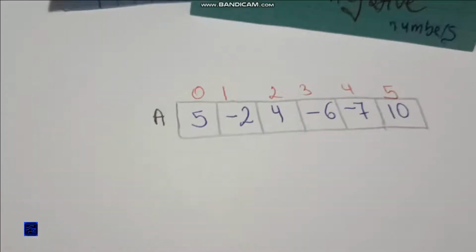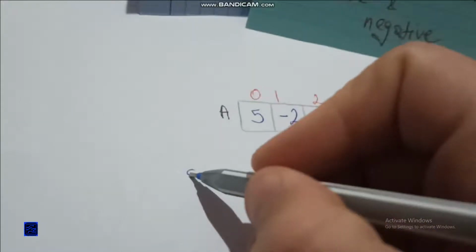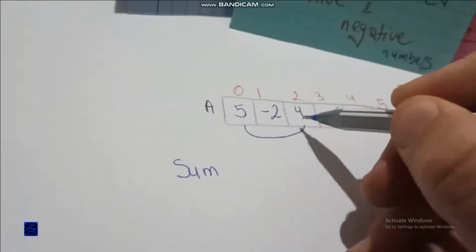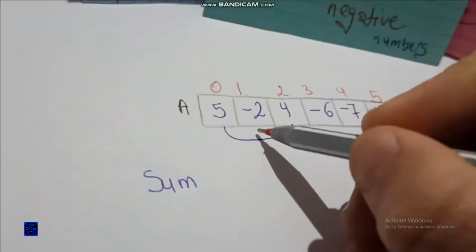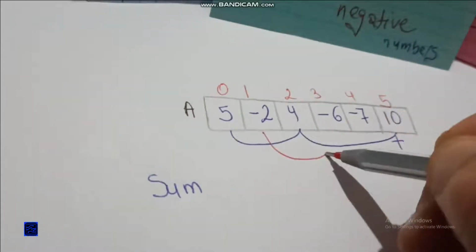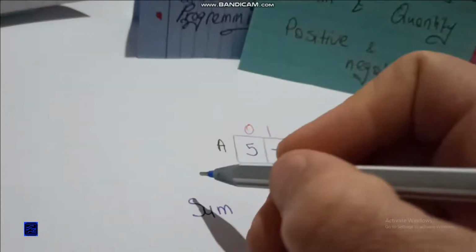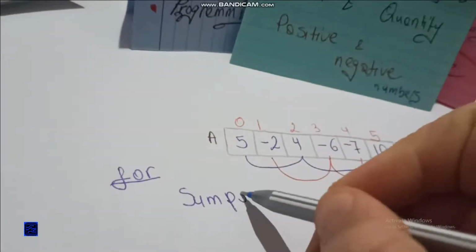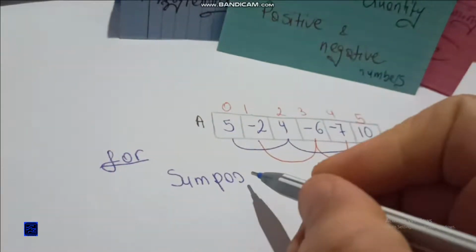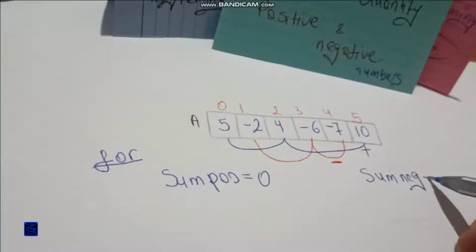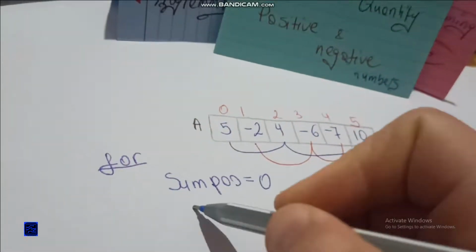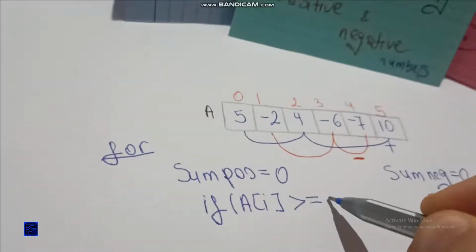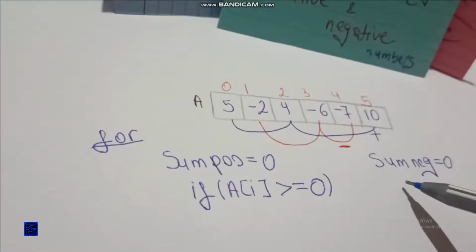Now we have filled the array, and we have to find the sum for positive numbers that are on positions 0, 2, and 5, and negative numbers that are on the other positions. For that, we need an iterative structure, a for loop, that will make the sum positive and sum negative, which will always be initialized with 0.